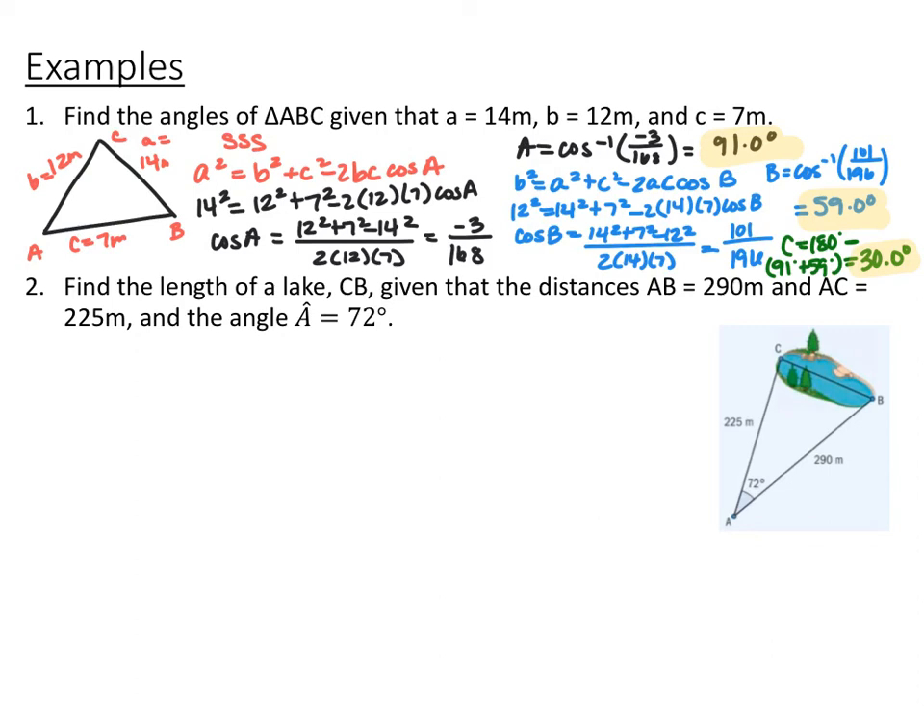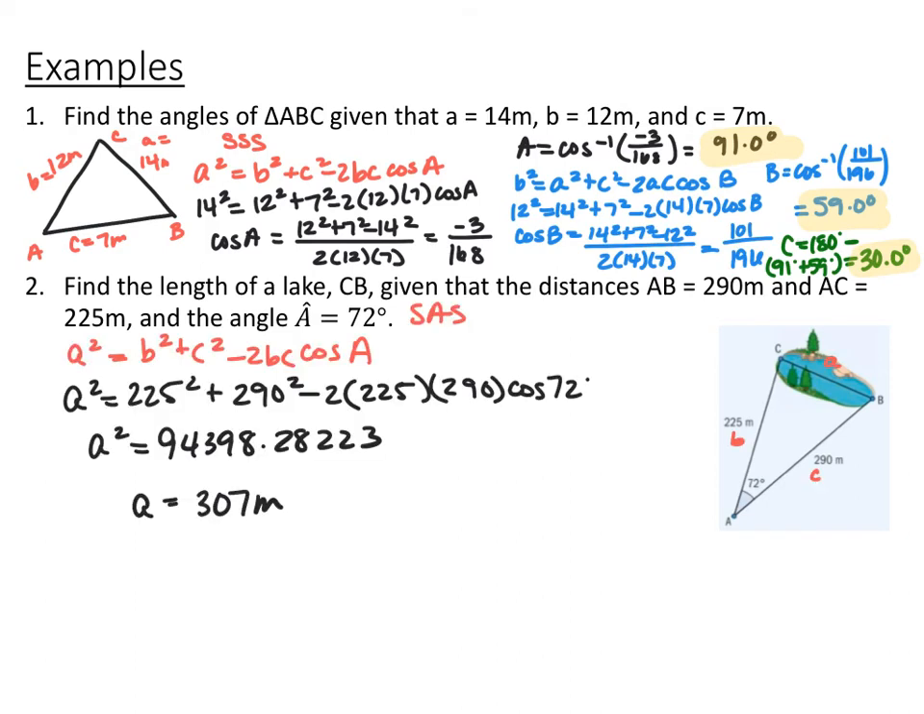So number 2, it says find the length of Lake CB, given that the distance AB is 290 meters, the distance AC is 225 meters, and angle A is 72 degrees. So go ahead and pause the video and find distance CB.